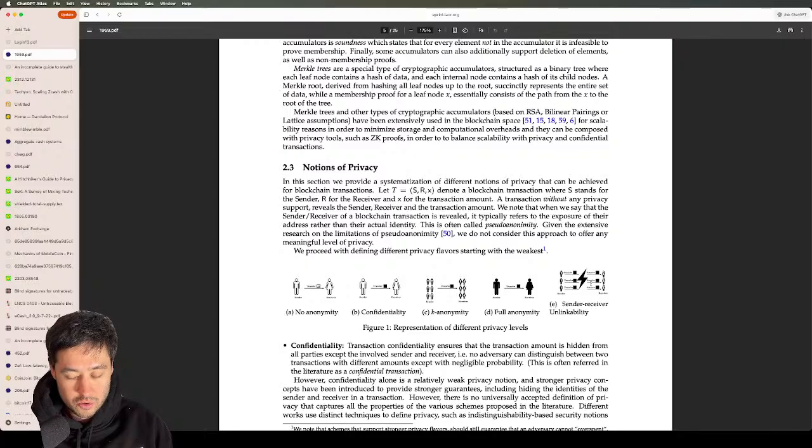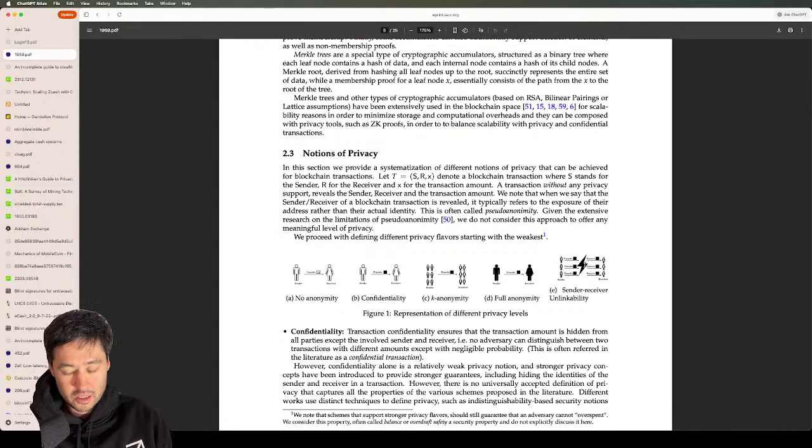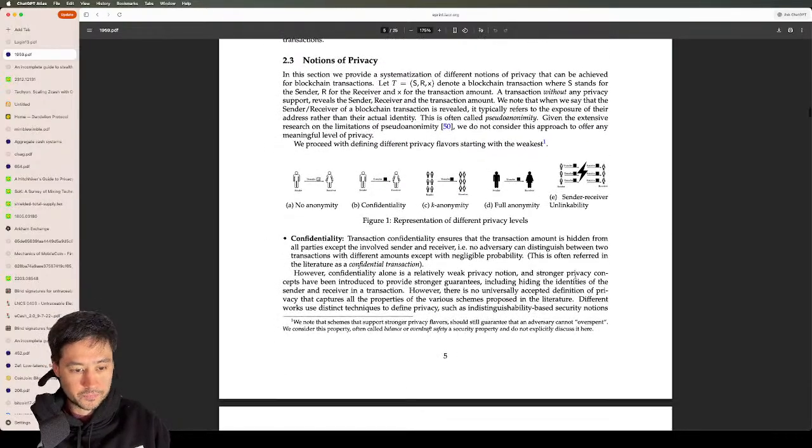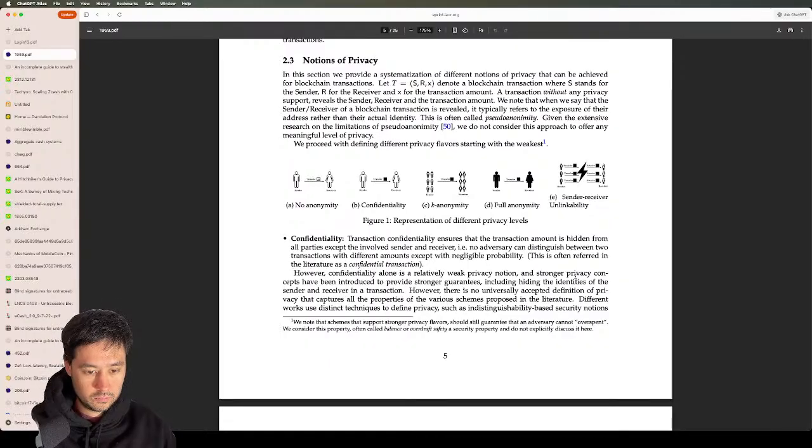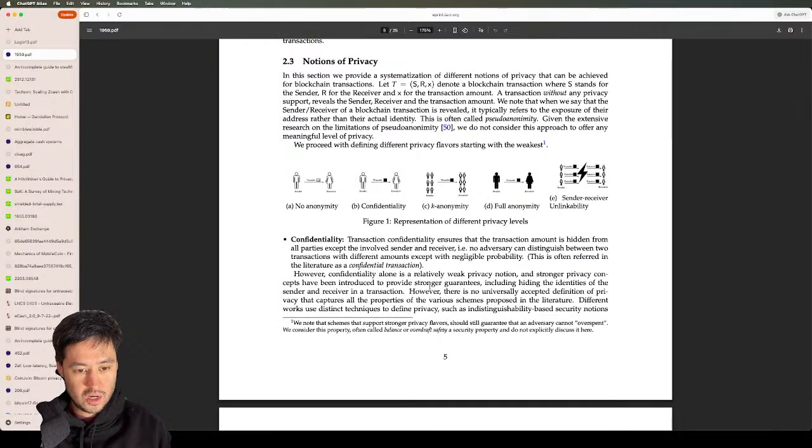I mean, there's two cases, right? Sometimes you know the amounts, like in coin joins. Sometimes you don't know the amounts, like in a Mimblewimble type of coin join. And confidentiality alone is basically Zether.